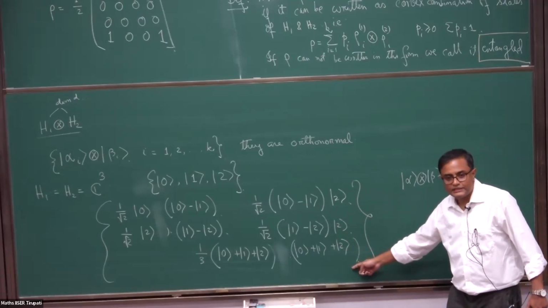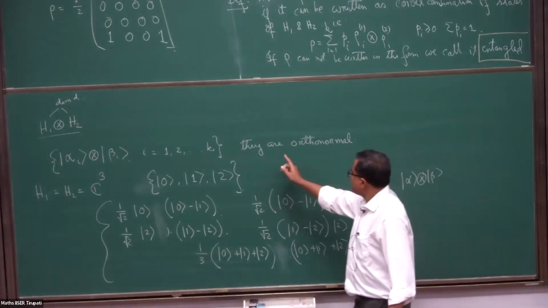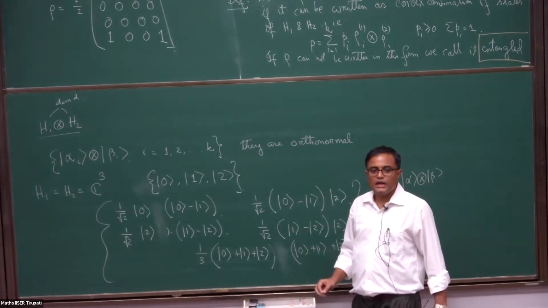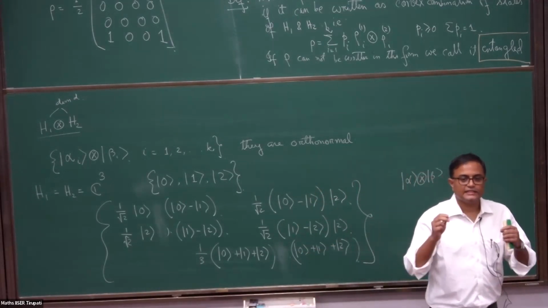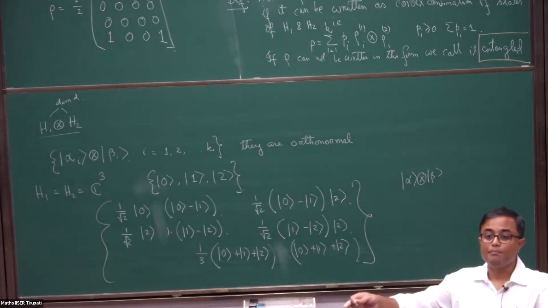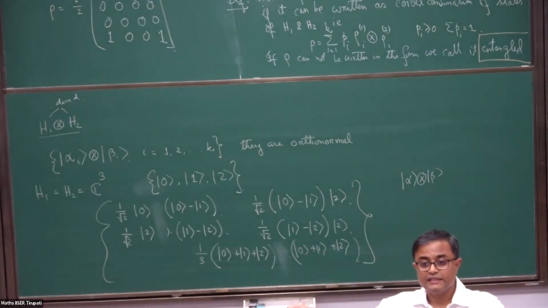There is a name for this type of vectors. They are called unextendable product basis. Unextendable product basis in the sense that there are product vectors, but I can't make them a complete product basis by adding one more product vector.